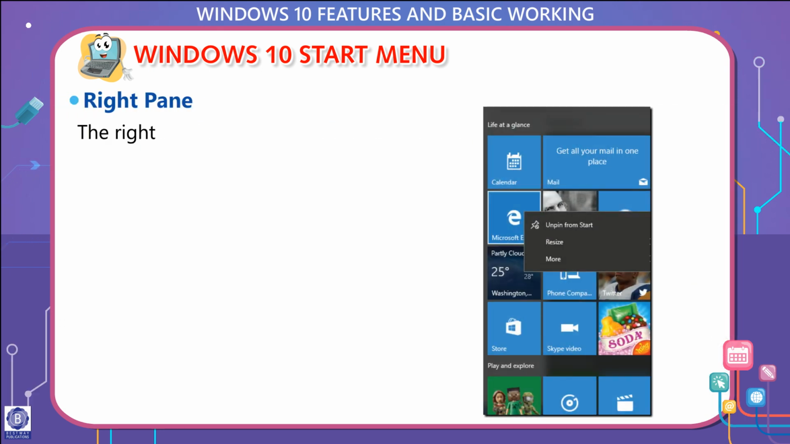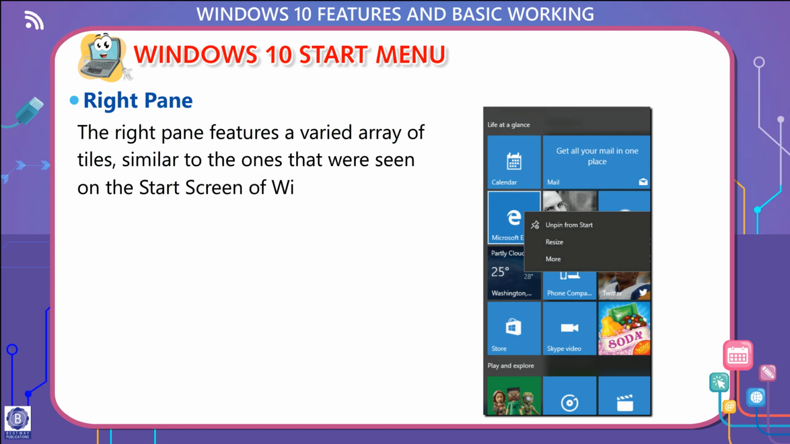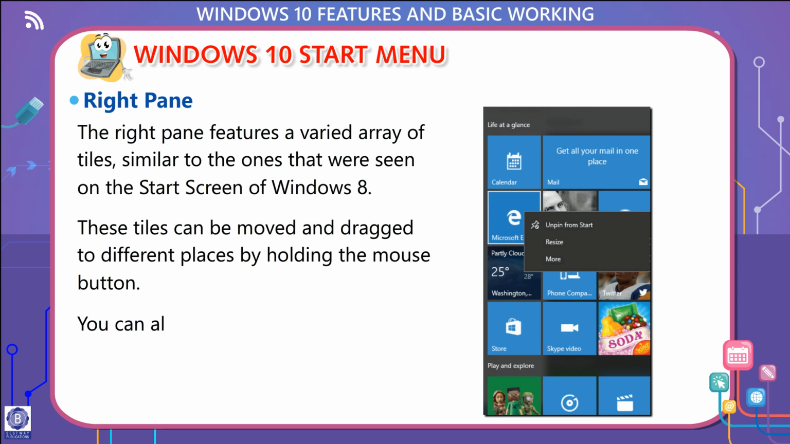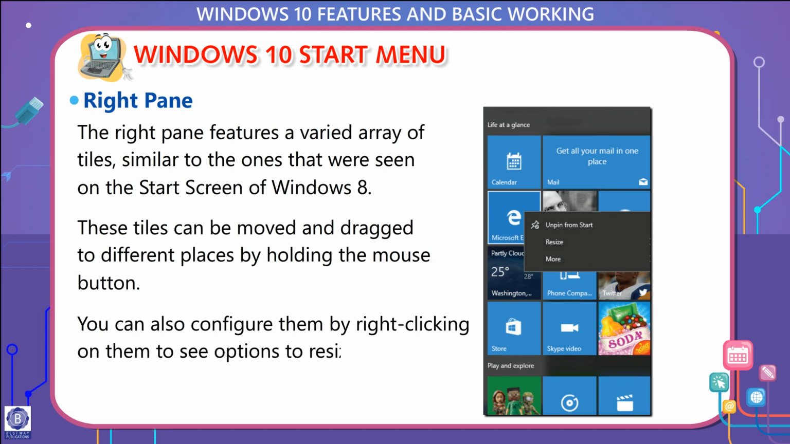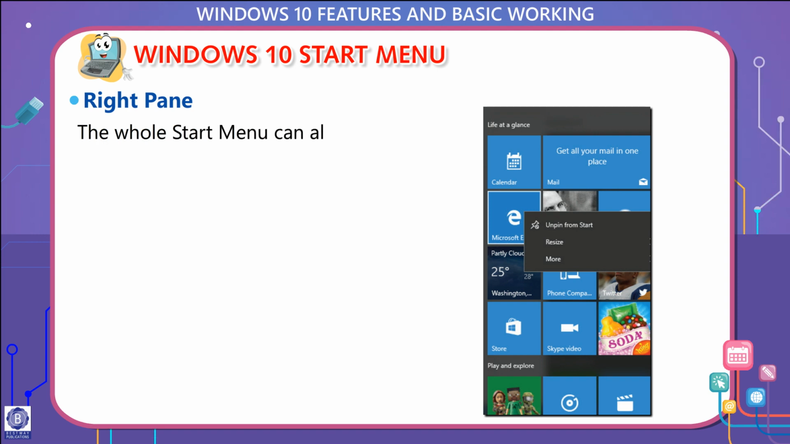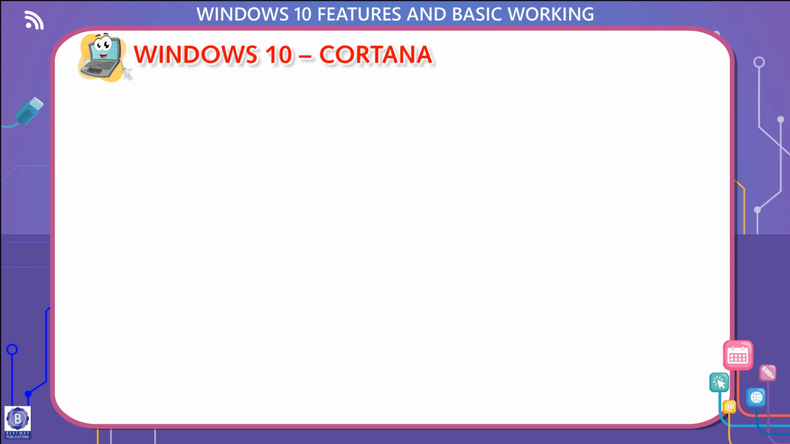Right pane. The right pane features a varied array of tiles similar to the ones that were seen on the start screen of Windows 8. These tiles can be moved and dragged to different places by holding the mouse button. You can also configure them by right-clicking on them to see options to resize them or unpin them, removing them from the menu. The whole Start menu can also be resized by dragging the borders with the mouse to the desired size.